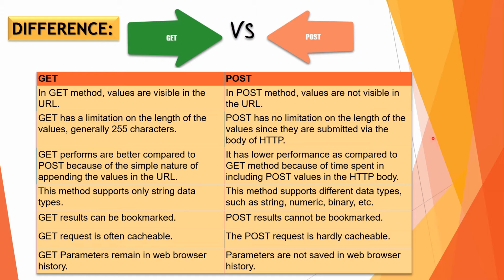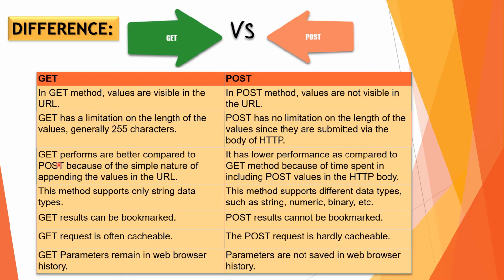What are the differences between get and post? In get method, values are visible in the URL. But on the other hand, in the post method, the values are not visible in the URL. URL, that is Uniform Resource Locator, that is the web address. The get has some limitation on the length of the values, that will be generally 255 characters. But post has no limitation on the length of the values since they are submitted via the body of the HTTP, that is a Hypertext Transfer Protocol.